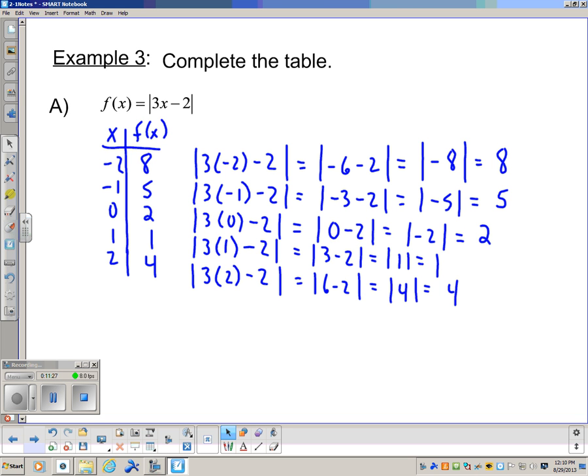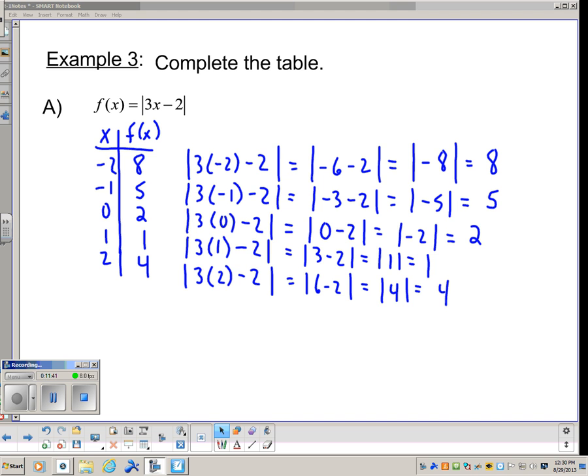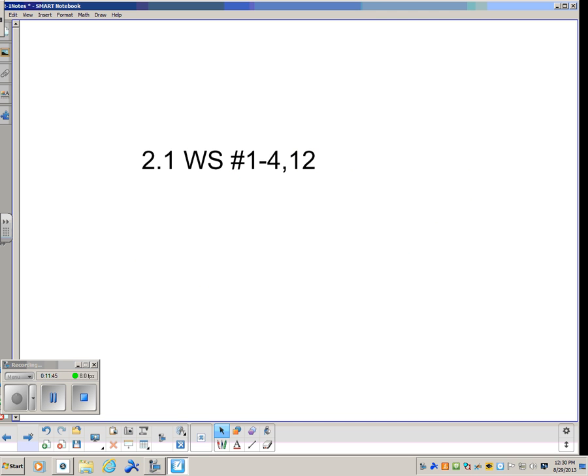So we're going to stop there and give you some work to do with that. So now you've got your quiz to take on Schoology as well. So let's just go ahead now and instead of doing that quiz, let's just go ahead and do the 2-1 worksheet, numbers 1 through 4 and number 12. If you could finish those up, that would be great.